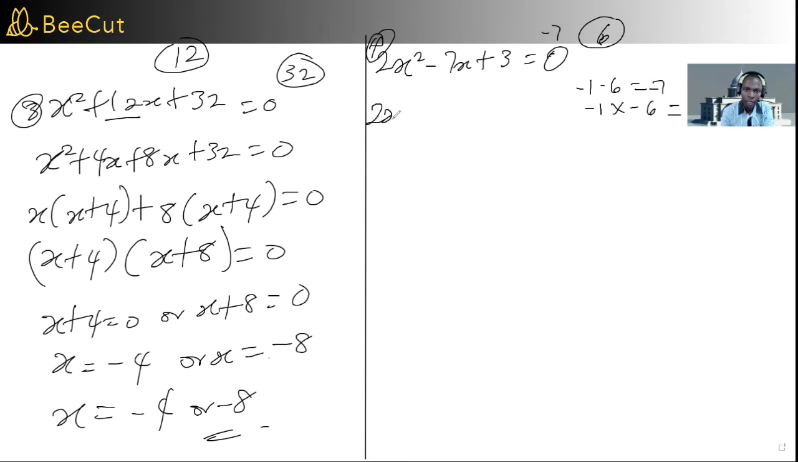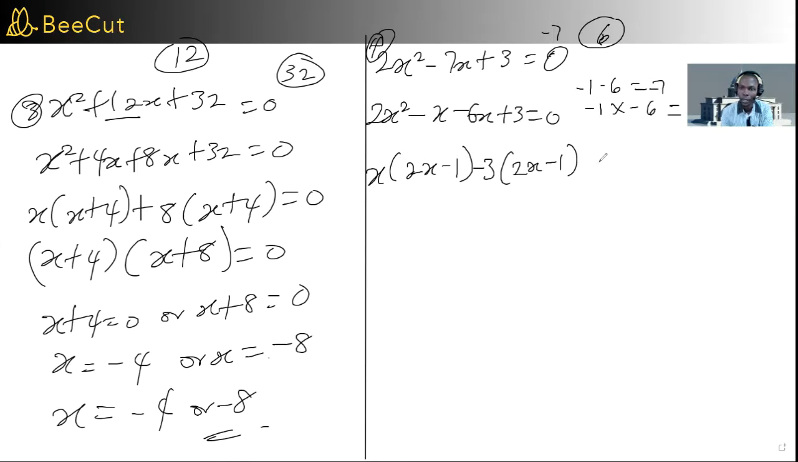So here I have 2x squared minus 1x minus 6x plus 3 plus 0. So what is common to this? 2 is not common. So it's only x that is common. X into 2x minus 1. Then what is common to this is 3, or let me say negative 3. So minus 3 into 2x minus 1 is common, equal to 0. So if you expand back, x times 2x is 2x squared, x times negative 1 is negative x, minus 3 times 2x is minus 6x, and minus 3 times minus 1 is plus 3.